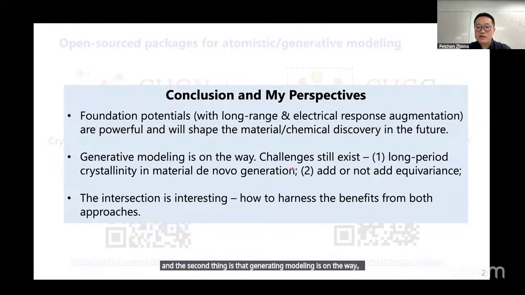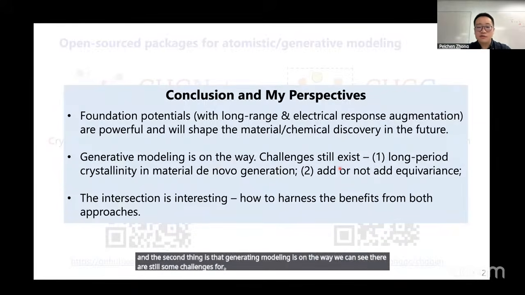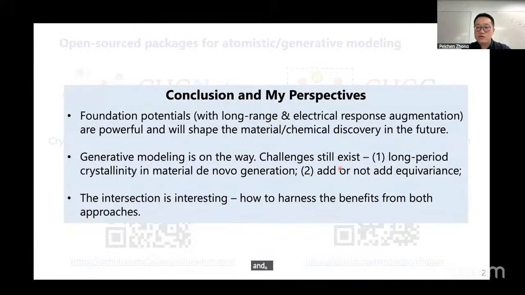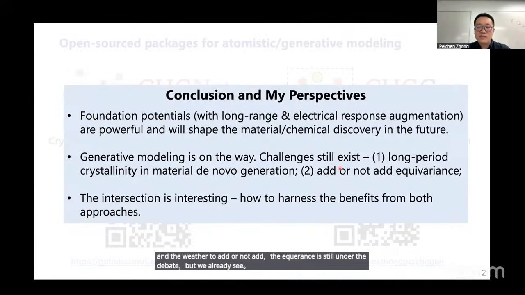We can see there are still some challenges. For example, for the crystal structures, how to capture the long-range crystallinities, and whether to add or not add the equivariance is still under debate. But we already see they can be used for some certain design problems.